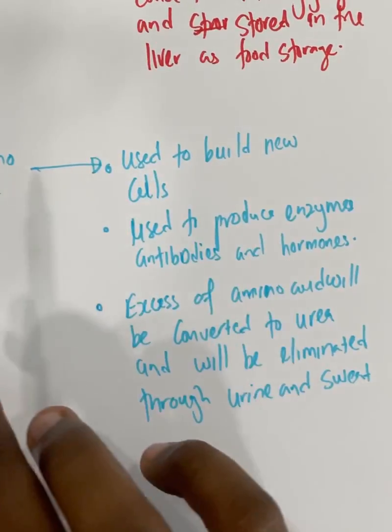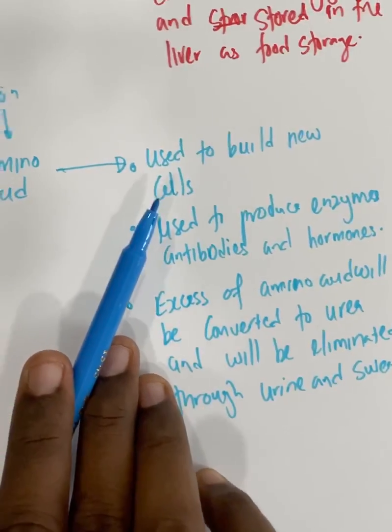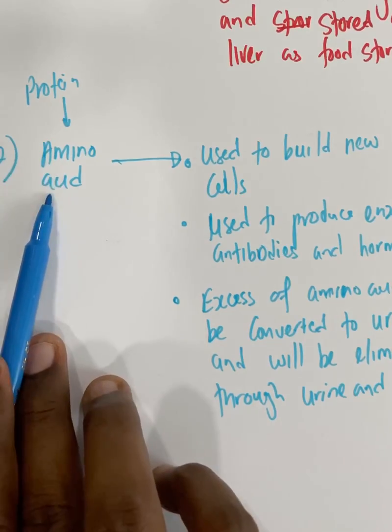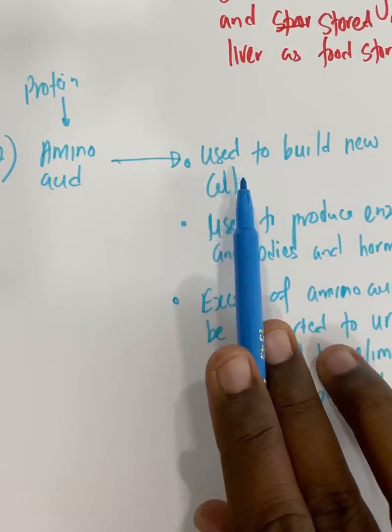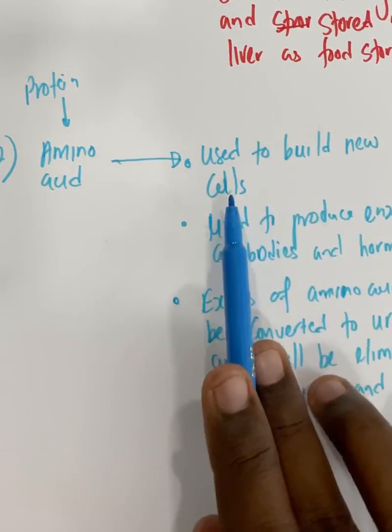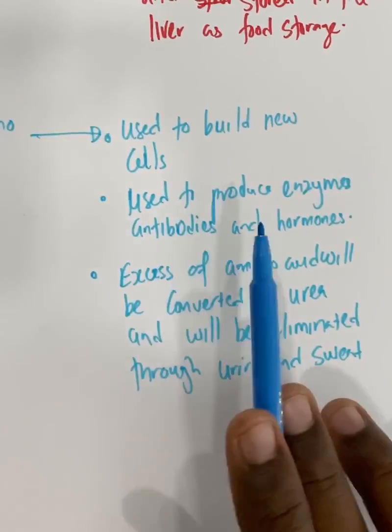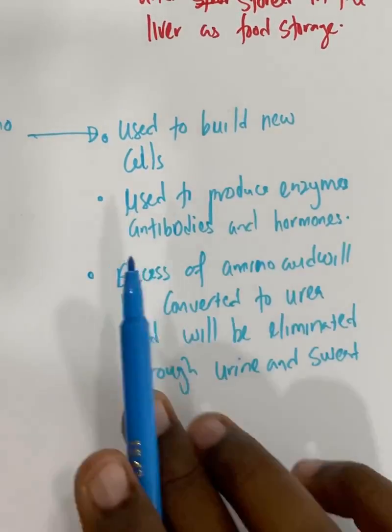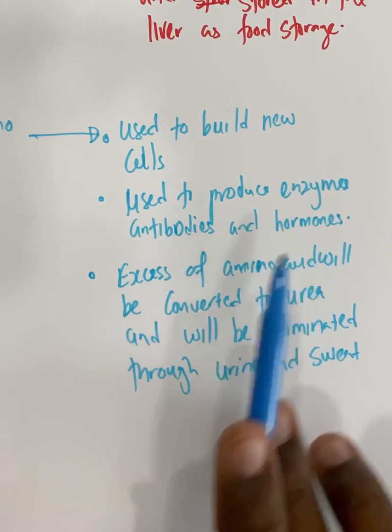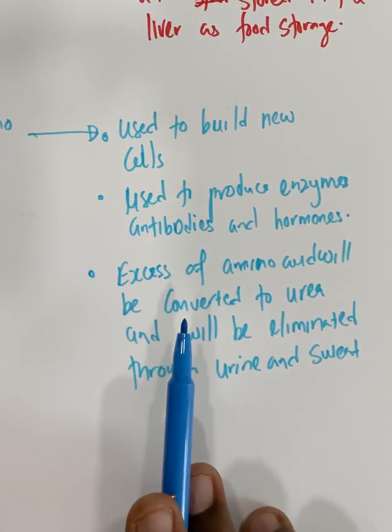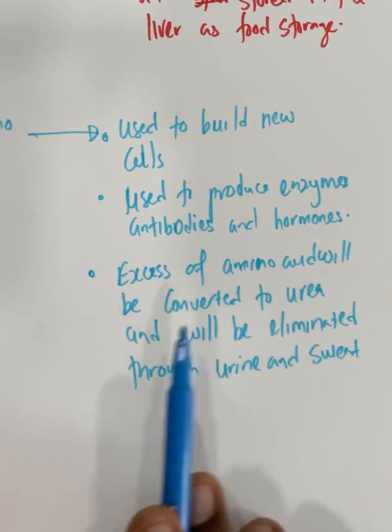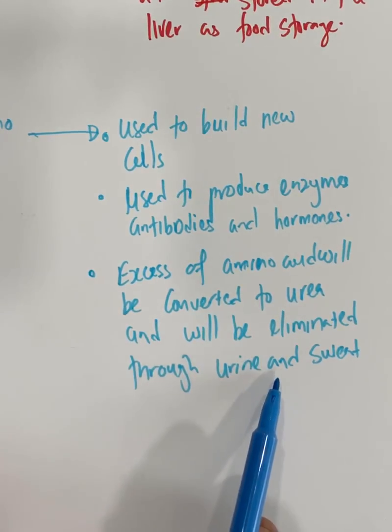I'll go through it again. Amino acid: what are the uses of amino acids? They are used to build new cells, and to produce enzymes, antibodies and hormones. Excess amino acid will be converted into urea and will be eliminated through urine and sweat.